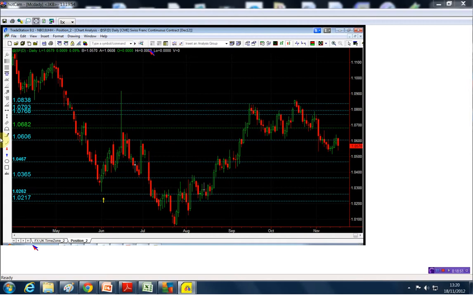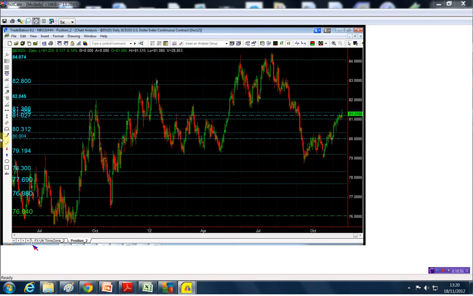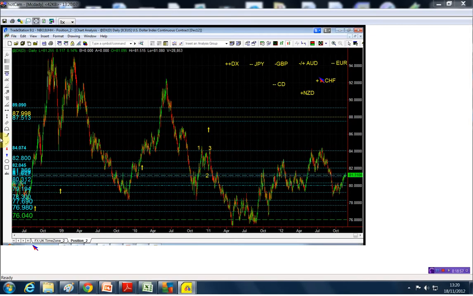But so the Swiss is going to be also negative. So we're looking to sell the Swiss. The Swiss again is stronger than the euro.